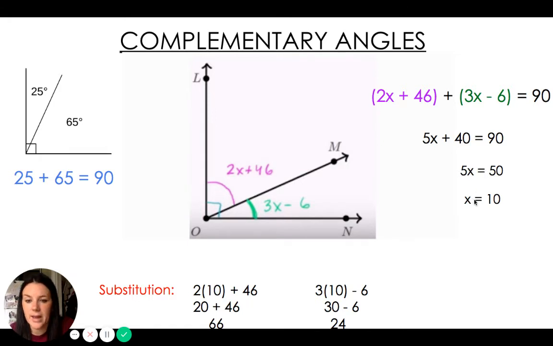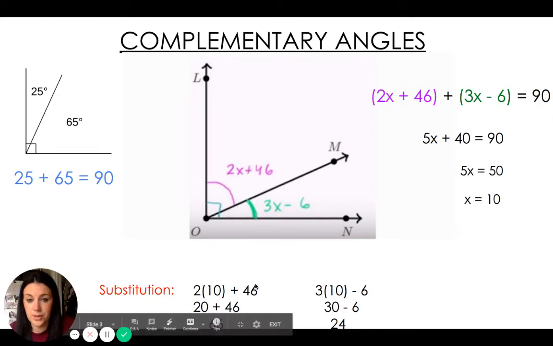you get x equals 10. Now that doesn't mean that this angle measure here is 10, because 10 and 10 is 20, and we need them to equal 90. So what you do is you take your x and you substitute it back into each angle. So you have 2 times 10 plus 46, which would be 66. So this purple angle is 66.